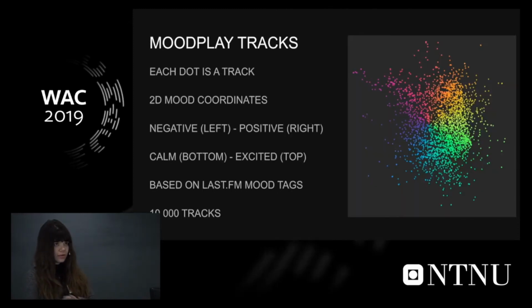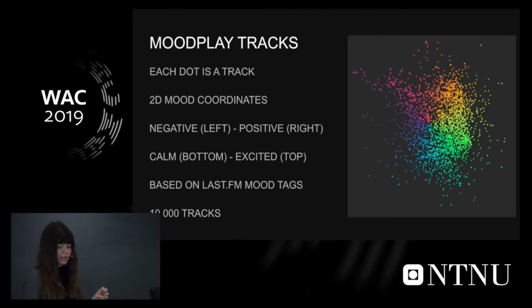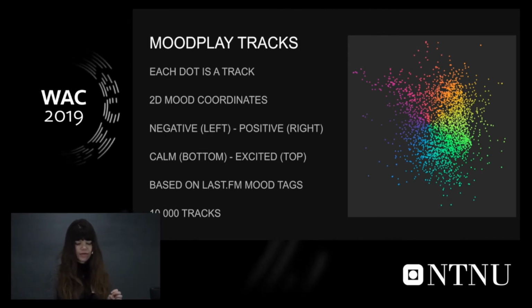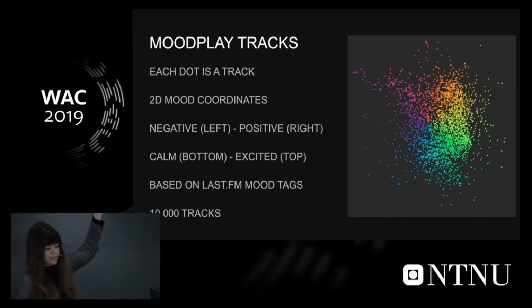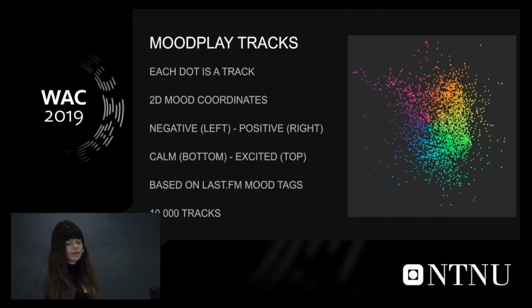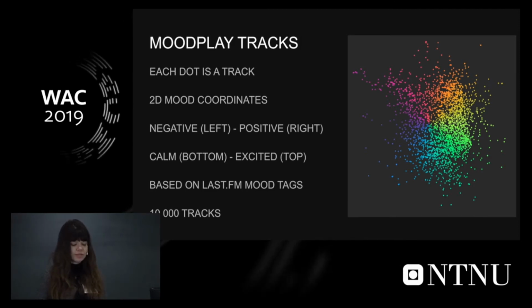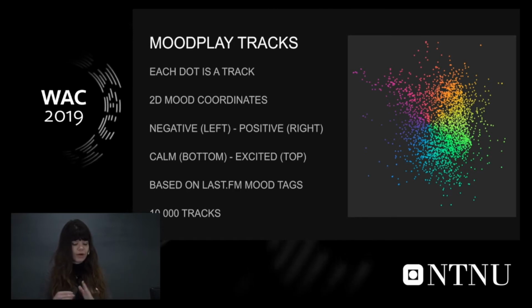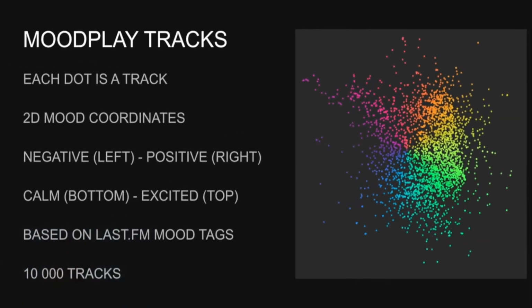In this presentation, I focus on MOODPLAY. It is a data set where the tracks are scattered on a plane just like this. Each dot is a track, and they have two-dimensional mood coordinates, valence and arousal. From left to right, the valence goes from negative to positive, and from bottom to top, the arousal goes from calm to excited.